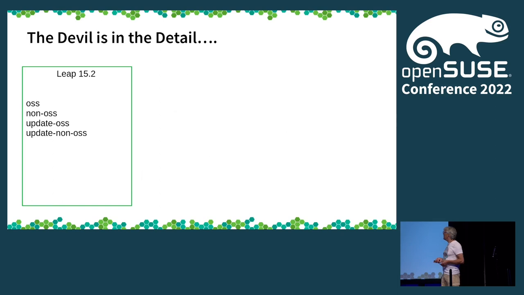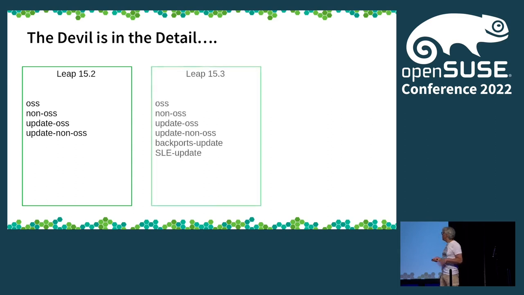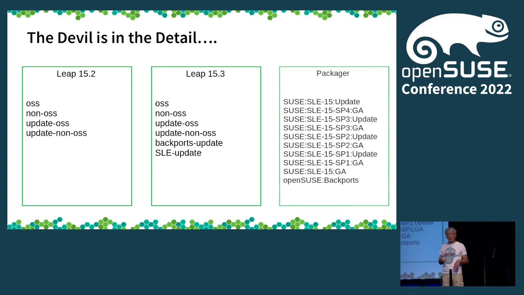Yeah, unfortunately, the devil is in the detail. For the user, it doesn't change very much. So in Leap 15.2, in a standard installation, he had 4 repositories. For 15.3, there were a couple of new repositories coming up, so most of the openSUSE packages went into the backports, and then we had, of course, the SLE update repository. But for the packager, we now have a bunch of additional repositories to which we have to submit our updates.